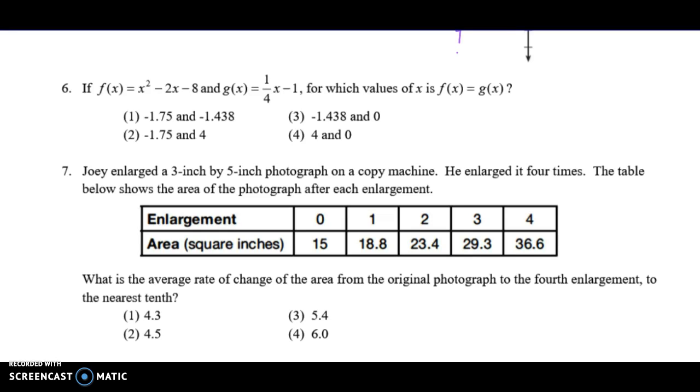This is another question. If you notice, we haven't been doing too much work where we can actually use our calculator. I know f of x is x squared minus 2x minus 8. G of x is 1/4 x minus 1. And for which values of x is f of x equal to g of x? So this is literally the important part. We're going to use our table, put f of x into y1, g of x into y2, and we want to find the x values where y1 has the same value as y2.